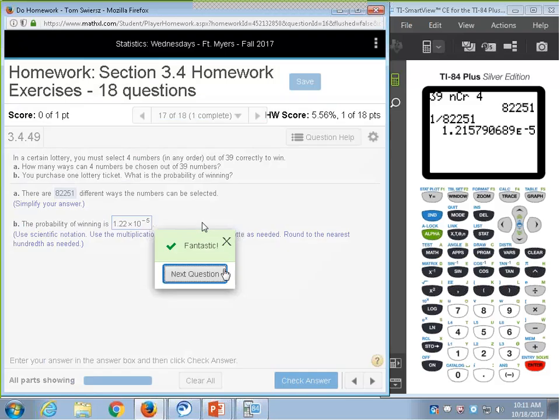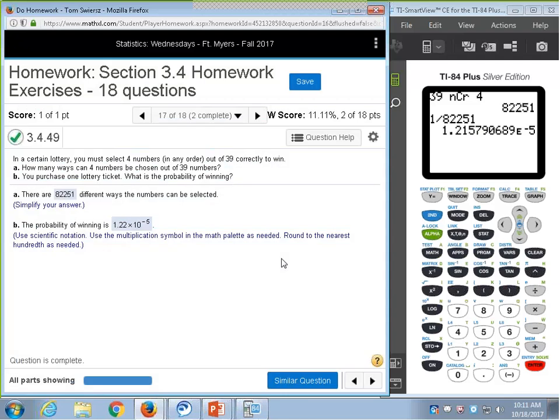Okay, so that's kind of nice that they wanted scientific notation, and that's what the calculator gave. Okay? All right, very good. We will stop for section 3.4 here.